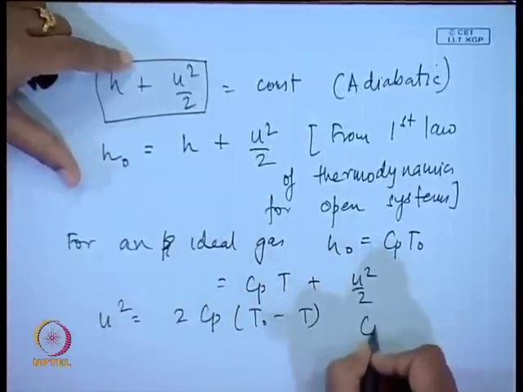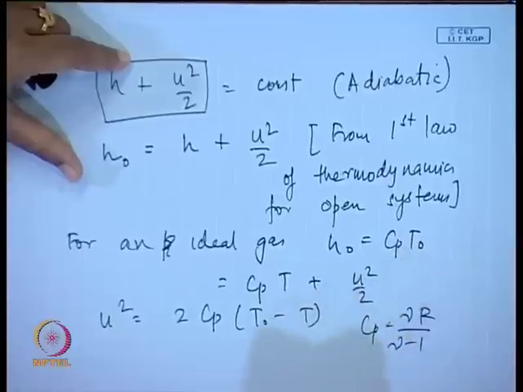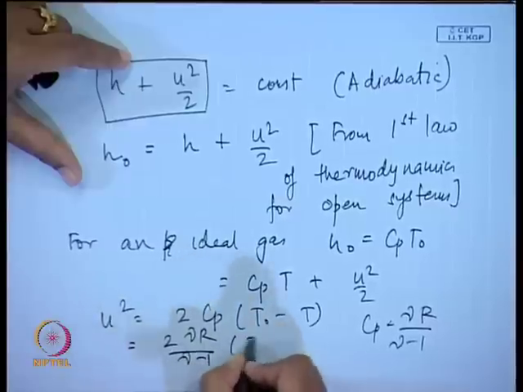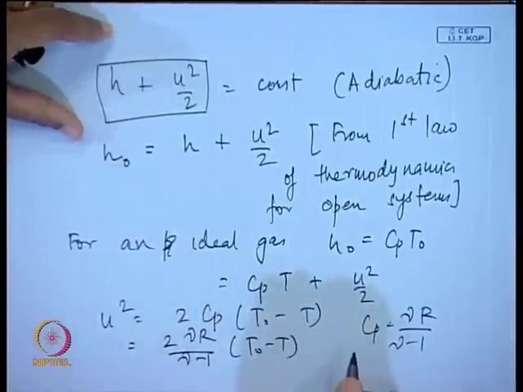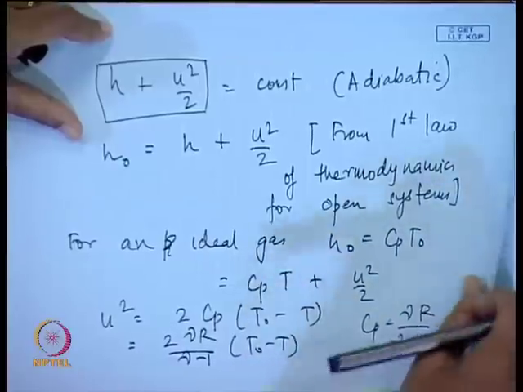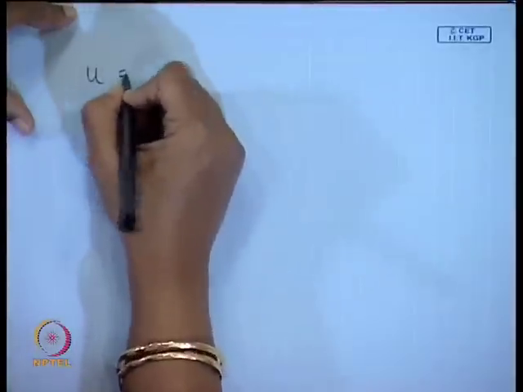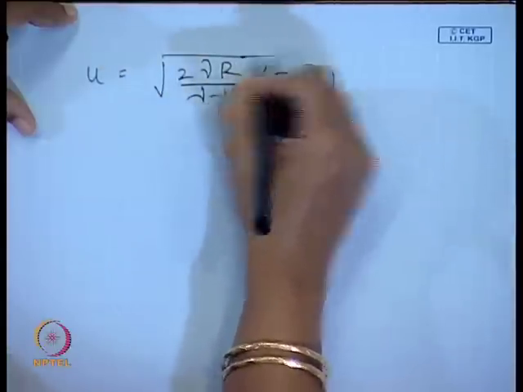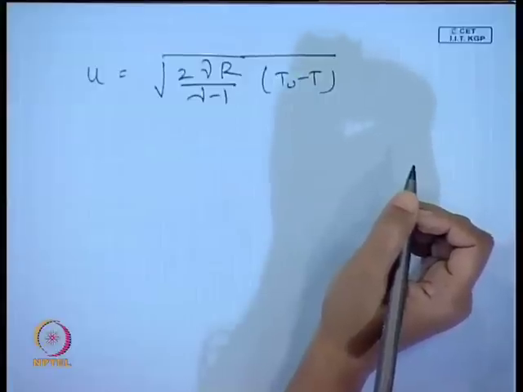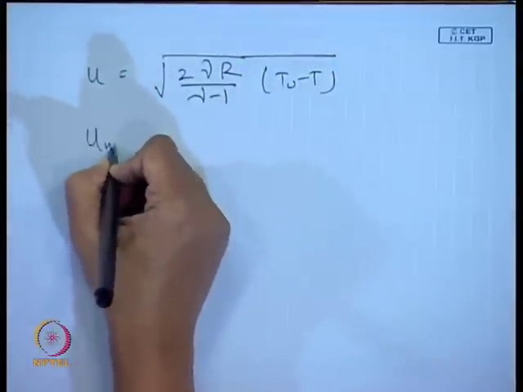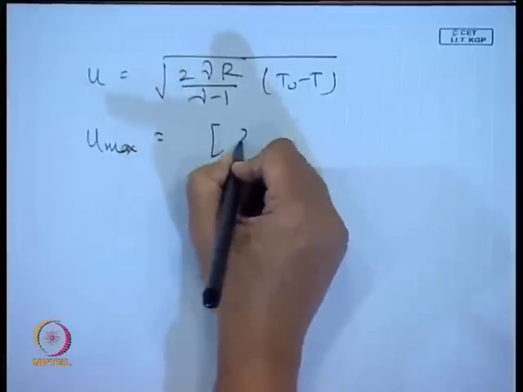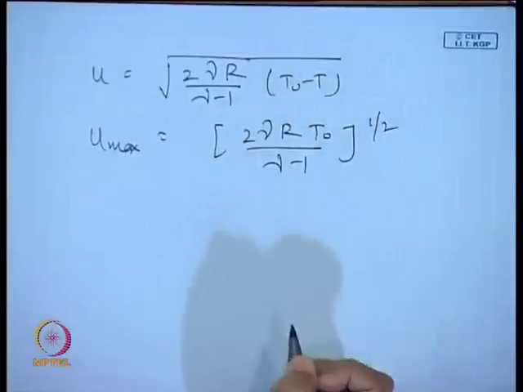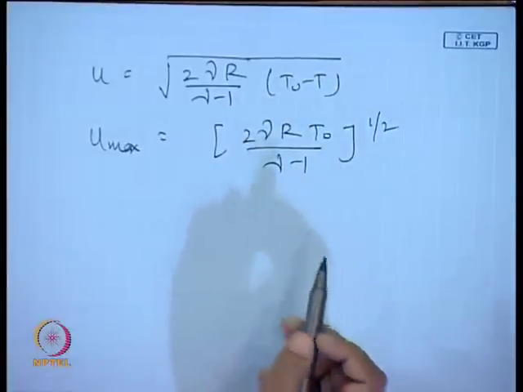Agreed? We know what is Cp: gamma R by gamma minus 1. So, therefore, this u square can be written down as 2 gamma R by gamma minus 1 into (T0 minus T). Yes or no? Okay? And therefore, we can write down the velocity as root of 2 gamma R by gamma minus 1 into (T0 minus T), which gives you u max, the maximum velocity. It is nothing but equal to (2 gamma R T0 by gamma minus 1) whole to the power half. Can we write this, yes or no?